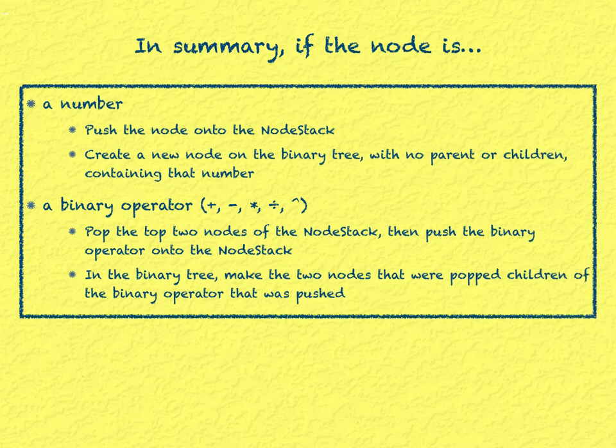So in summary, when creating your expression tree, if the node you encounter is a number, push the node onto the node stack, then create a new node on the binary tree that has no parents or no children, just an independent node containing that number. Then if the node you encounter is a binary operator, then pop the top 2 nodes off of the node stack, push that binary operator onto the node stack, then in the binary tree, the 2 nodes that were popped, make them children of that binary operator that you just pushed on.